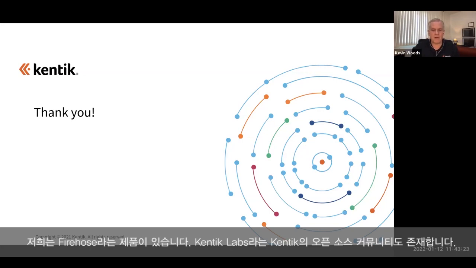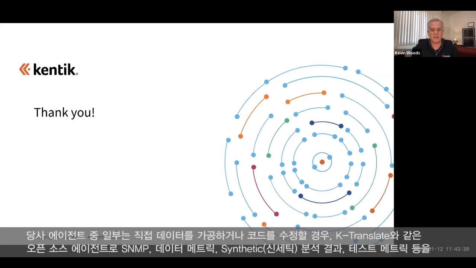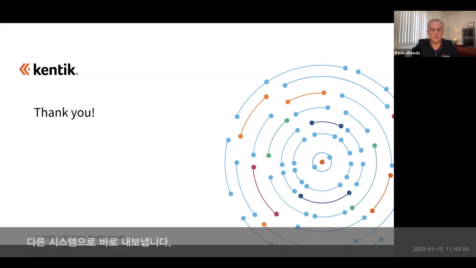We have Firehose. We also have an open source aspect of Kentik, called Kentik Labs. They have their own website, and you can find out about different open source projects that allow you to use some of our open source agents like K-Translate, to export SNMP data, metrics, synthetics, test metrics to other systems if you want to use a hands-on approach and work with the code directly.